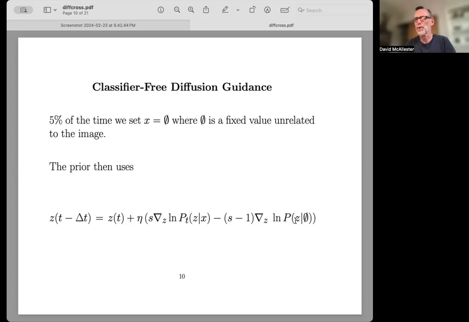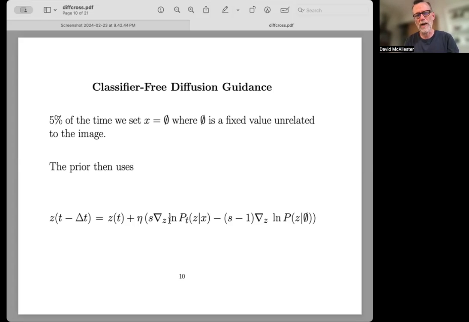So you want to suppress random images, right? You want to suppress random images in favor of images that have a very much higher probability in the conditional model. And this seems to work quite well.